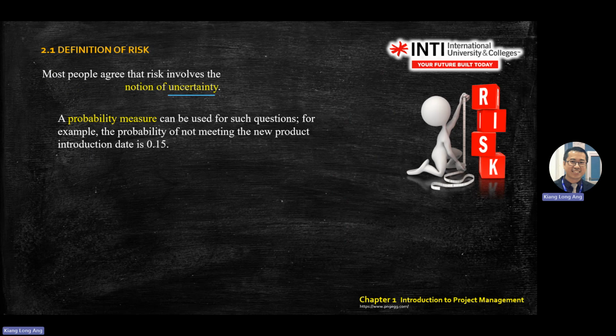So for example, if we give you the probability, you learned about statistics before, right? In statistics, 100% is one. The maximum number in statistics is one. The minimum number is zero. So if you get a probability measure of 0.15, it means you have 85% chance of success. And in this case, the probability of not meeting the product requirement is 0.15. So there's a risk of 15%.